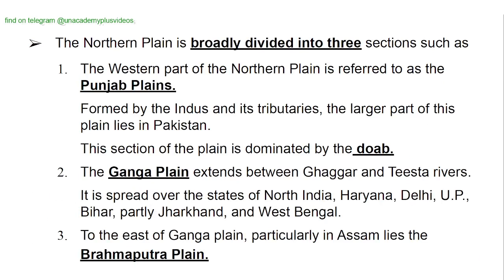The northern plain is broadly divided into three sections. The western part of the northern plain is referred to as the Punjab plains, formed by the Indus and its tributaries. The largest part of this plain lies in Pakistan. This section of the plain is dominated by the Doab. The Ganga plain extends between the Ghaggar and Teesta rivers. It is spread over the states of North India, Haryana, Delhi, UP, Bihar, partly Jharkhand and West Bengal. To the east of Ganga plain, particularly in Assam, lies the Brahmaputra plain.